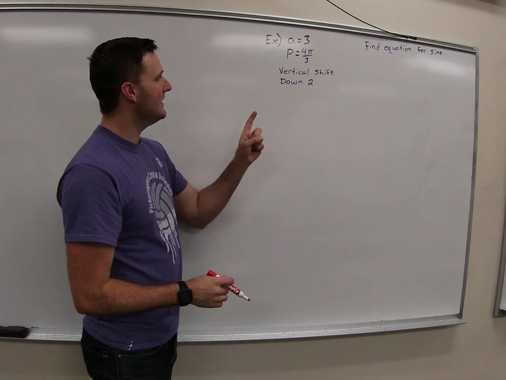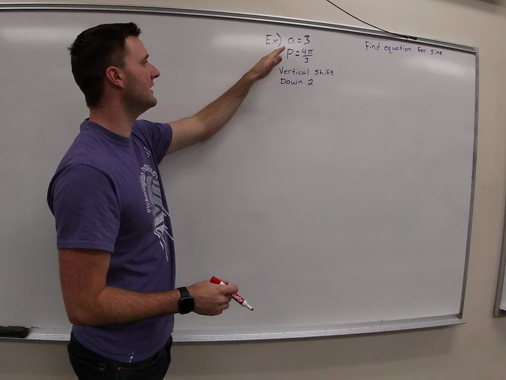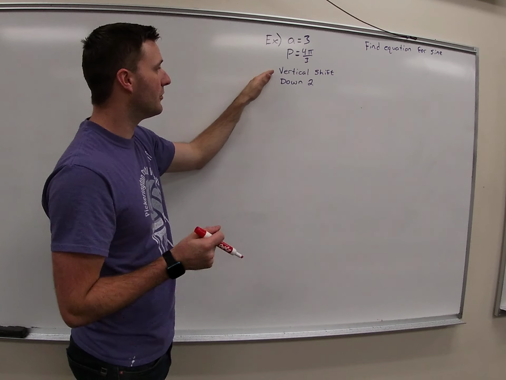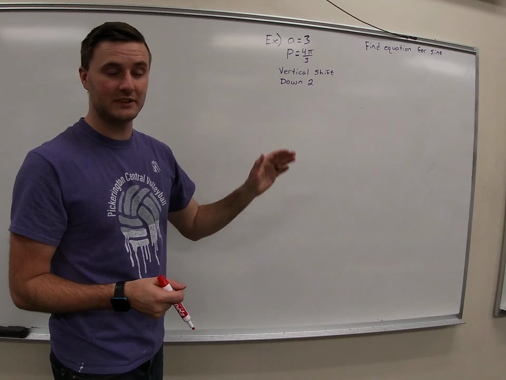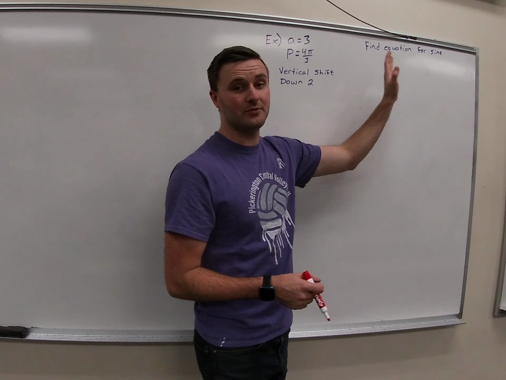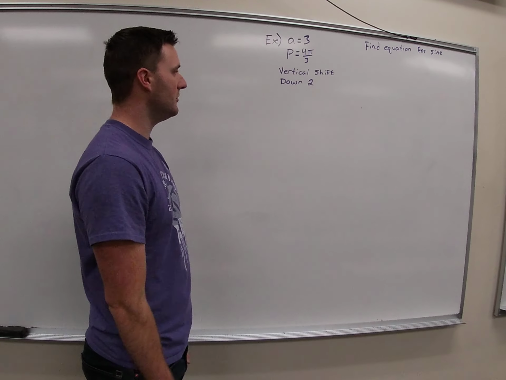Right, today, what if I gave you a scenario where I said, hey, your amplitude is 3, your period is 4 pi over 3, and you have a vertical shift that is down 2, down a distance of 2. And I said, okay, I want you to take that information and find the equation for sine. So let's figure out what that would be.